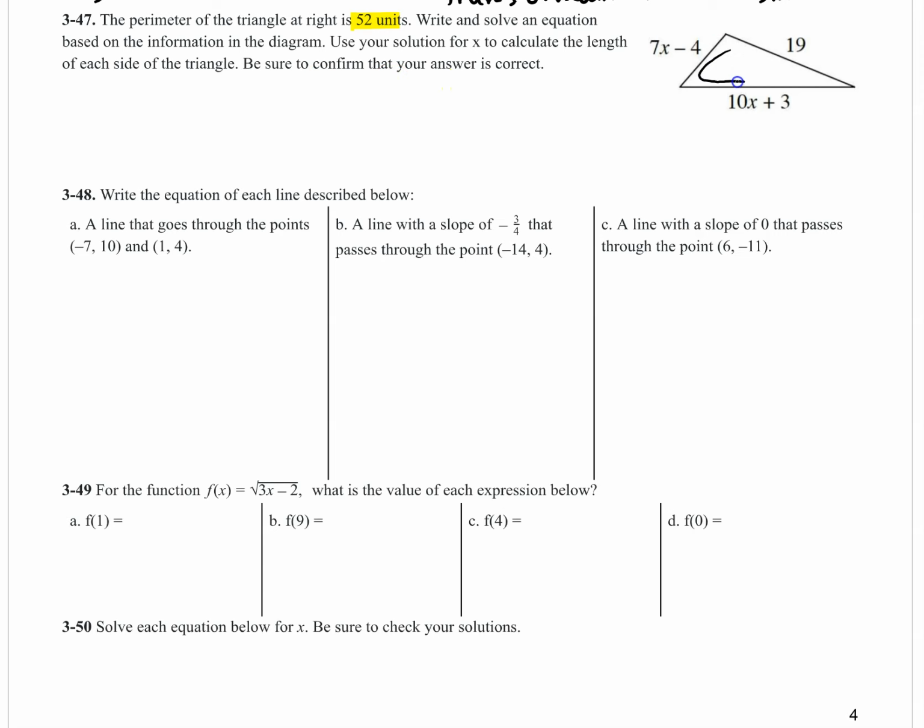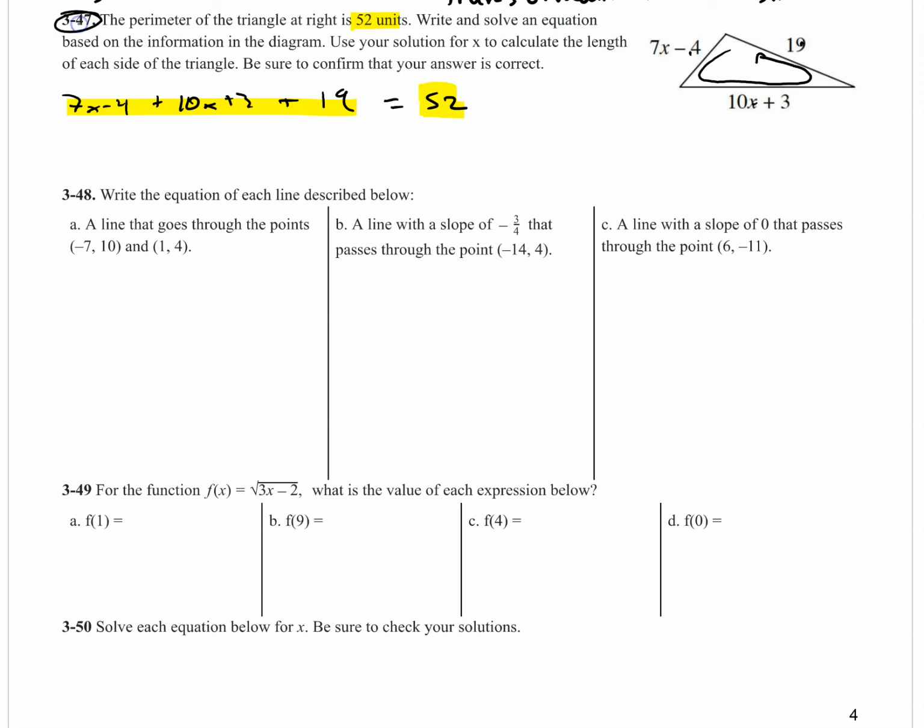So the perimeter, recall that the perimeter is when you add up all three sides of the shape of a triangle, or just every side of whatever shape you're dealing with. So 7x minus 4 plus 10x plus 3 plus 19. Add up the three sides of the triangle. That is the perimeter. But the perimeter is also 52. So we can set them equal to each other.